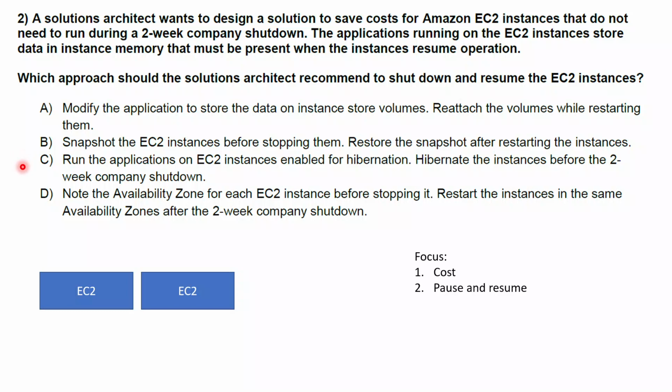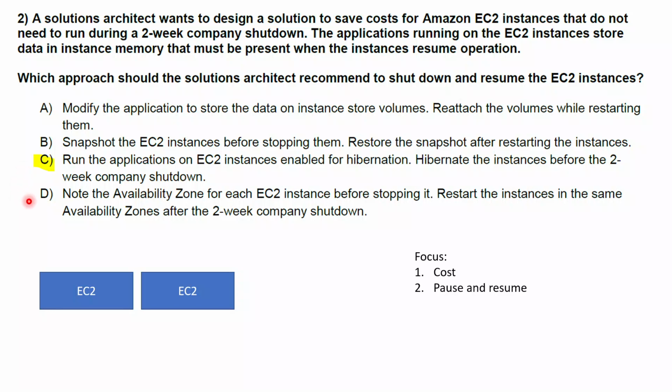Choice C asks you to run the application on instances that support hibernation. So we need to hibernate the instances before the 2-week shutdown and restart them later. This will wake the instance up and restore the memory state for us. Now from a cost perspective, when the instance is in hibernation, we only need to pay for the storage costs. So this choice in fact makes sense. So this is a valid choice.